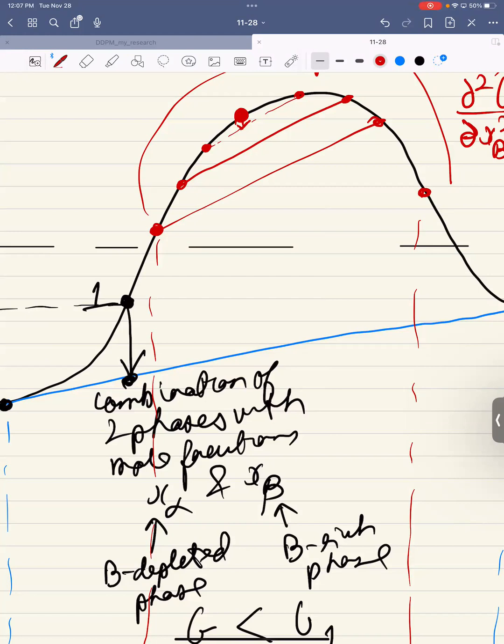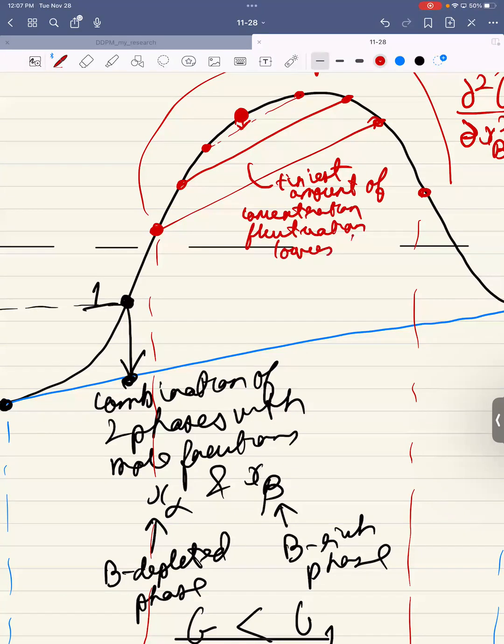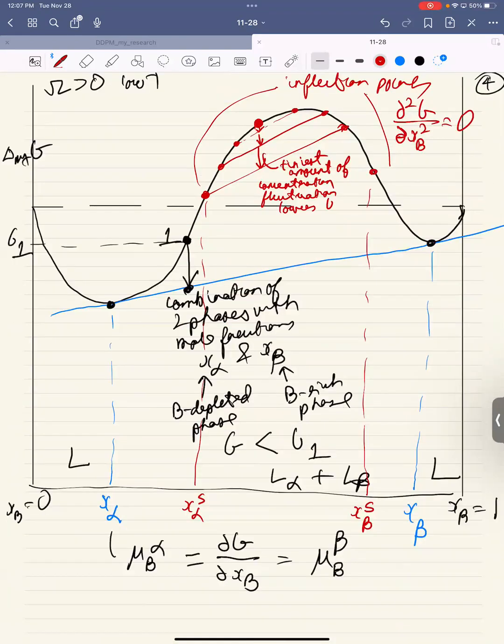So until these two points, the tiniest amount of concentration fluctuation lowers free energy, just keeps going down and down. As opposed to over here. Over here, there is only one change in concentration which leads to energy going down. Over here, let me draw it.